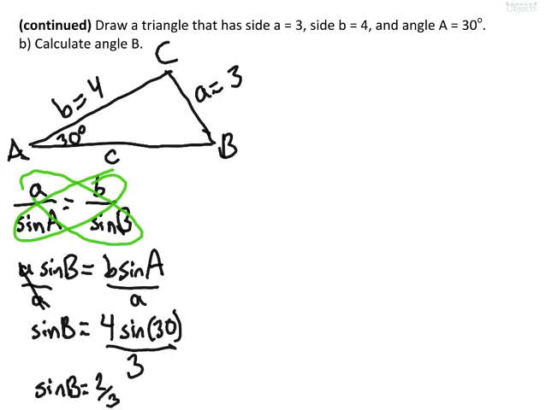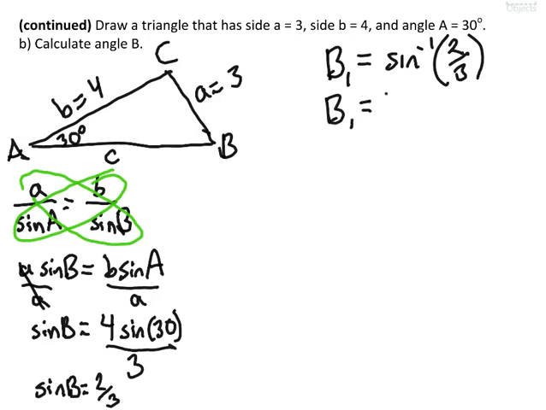To solve for B, the first way we do it is we just do an inverse sine. So this will be B1, your first angle. B1 is going to be the inverse sine of 2/3, and if I do that, I get B1 is 41.81 degrees. That kind of looks like my picture here, so that's good. It works. This is 41.81 degrees in there.